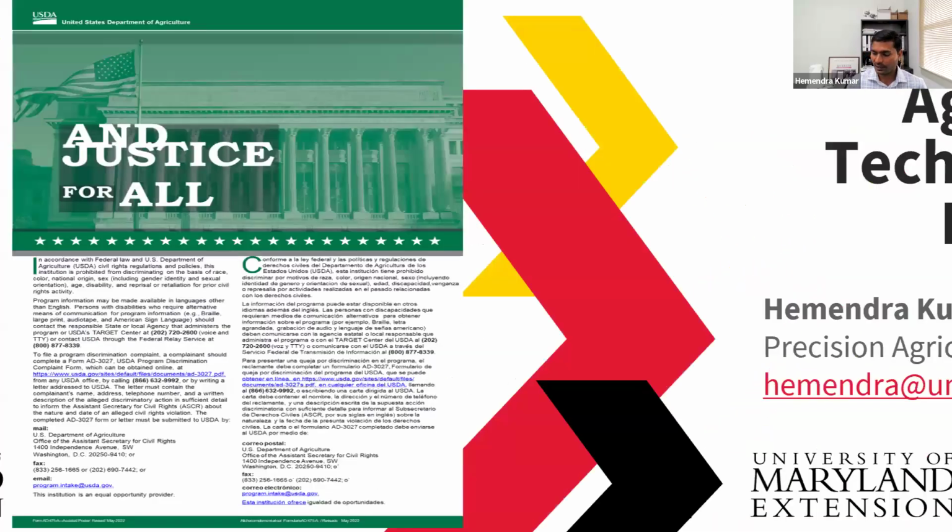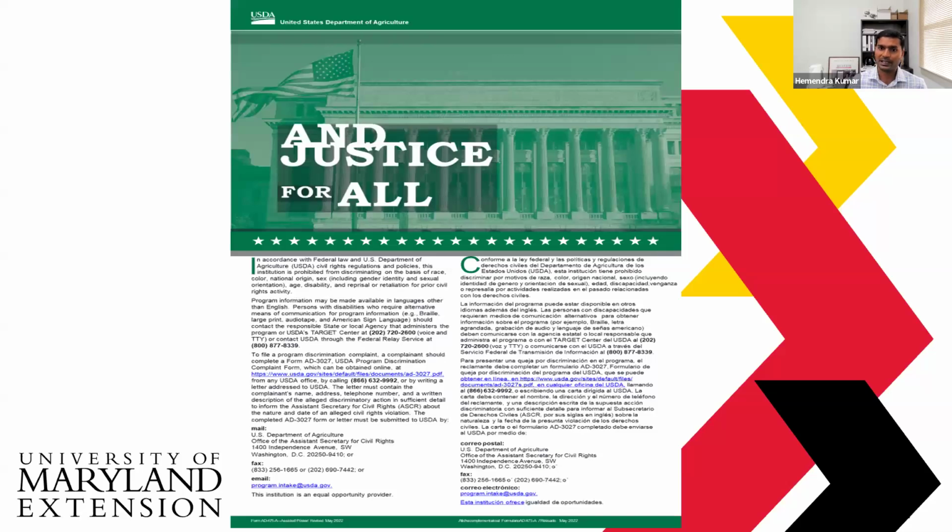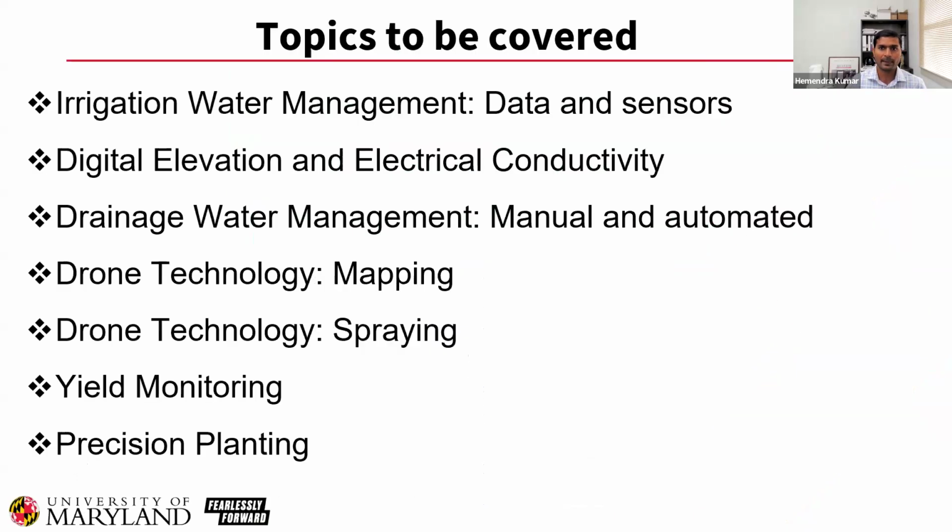As a part of the university, we follow DEI, diversity, equity, and inclusion. So we respect all religions, race, sex, mental status, and disability. So there are equal opportunities for the people who are working or coming to the University of Maryland Extension.